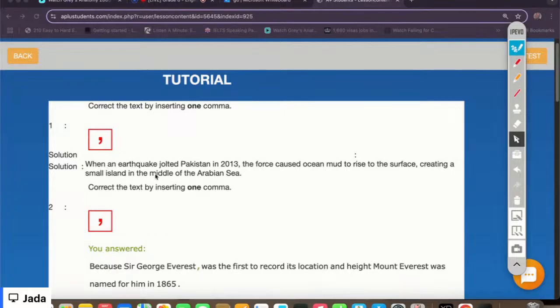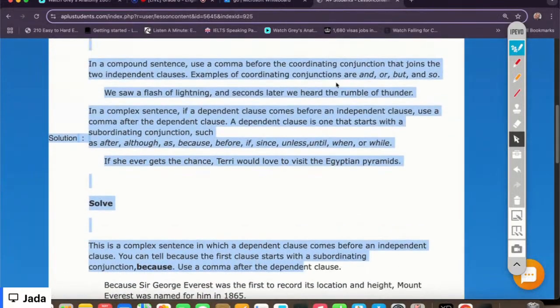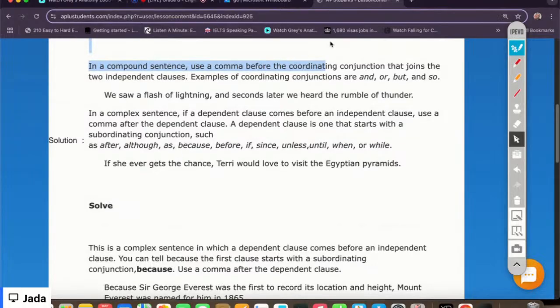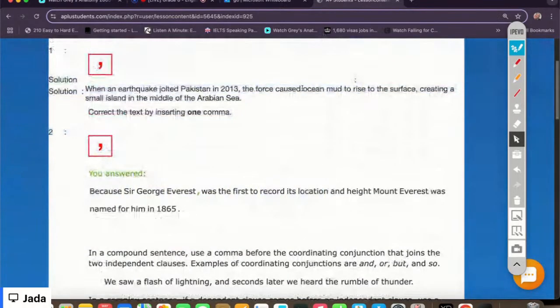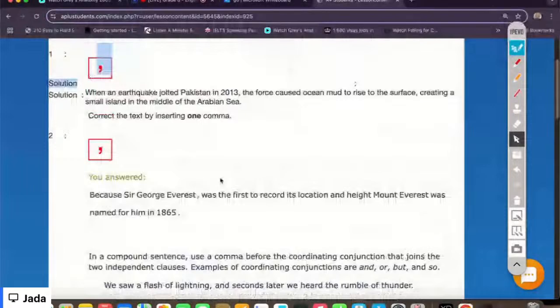So insert one comma here. When an earthquake jolted Pakistan in 2013, the force caused ocean mud to rise to the surface, creating a small island in the middle of the Arabian Sea. So where should we have the comma? You have to just insert one comma. So where should that be? So we'll have that after the dependent clause, which starts with when here. Okay?